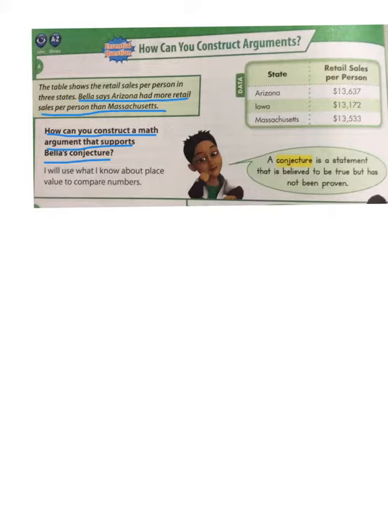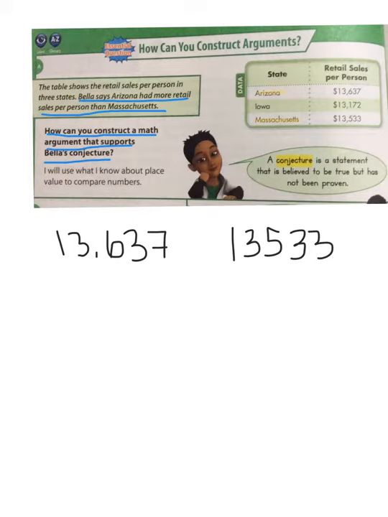We are going to look at Arizona and Massachusetts. Arizona has 13,637 retail sales per person. Massachusetts has 13,533 retail sales per person. I placed an A on top of Arizona's retail sales per person and an M on top of Massachusetts' retail sales per person.